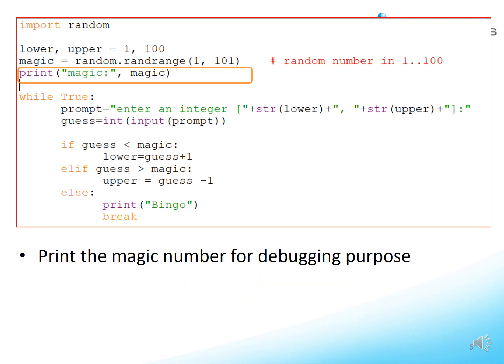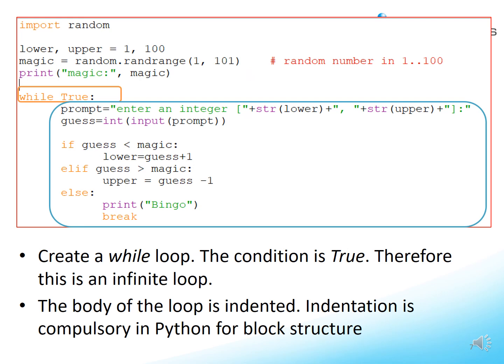For debugging purposes, we print the magic number. In an actual program, this should not be printed. We want the user to guess the magic number. The next thing is a loop. In fact, it is an infinite loop. It says that while True, do this block of code.